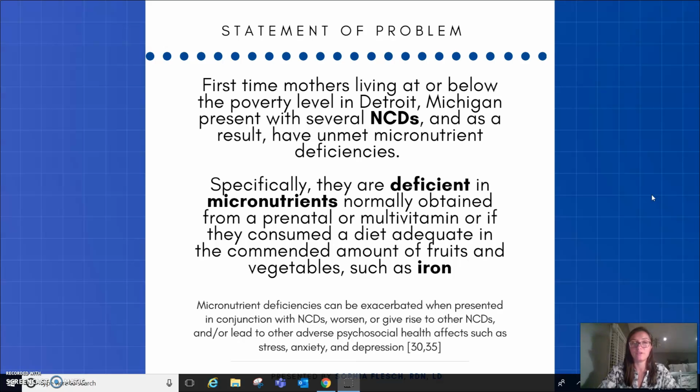These micronutrient deficiencies can be exacerbated when presented in conjunction with NCDs. They can worsen or give rise to other NCDs and or lead to other adverse psychosocial health effects such as stress, anxiety, and depression.